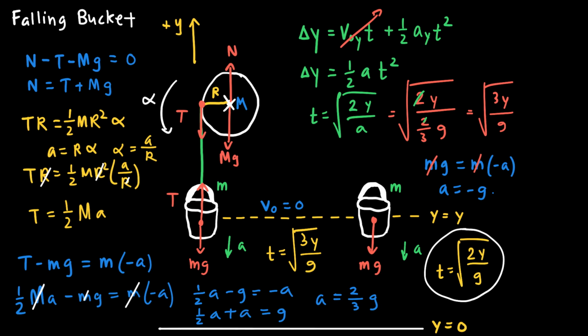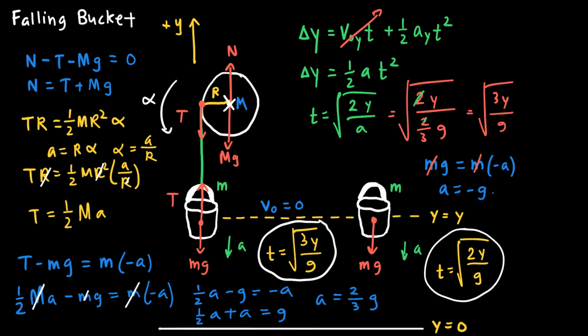So why does that make sense? For the bucket on the right, we have a greater acceleration, and so it gets down there in less time. Right? For a given y and a given g, the bucket on the right has a smaller number in the numerator, and so the amount of time it will take for it to get to the ground is going to be less. Whereas the bucket on the left has a smaller acceleration and a bigger number in the numerator, therefore it makes sense that it's going to take more time for it to get to the ground.